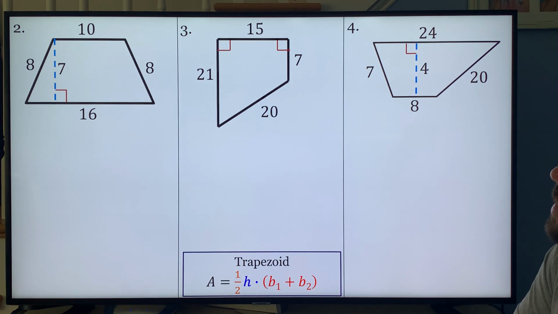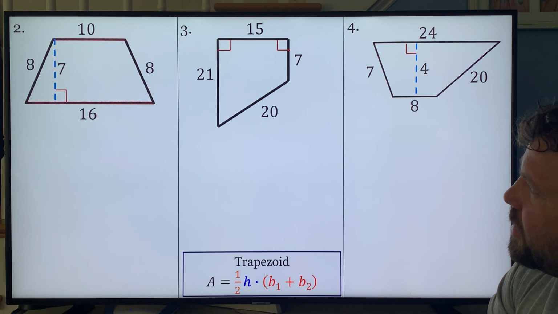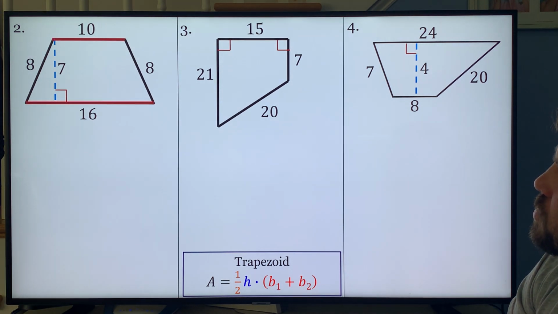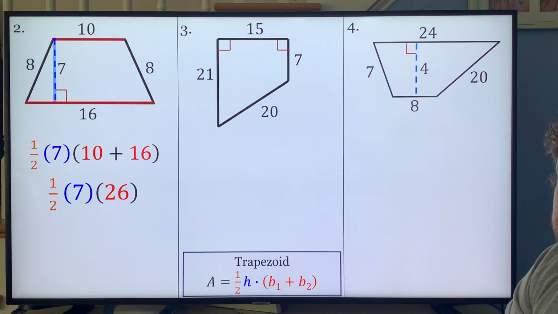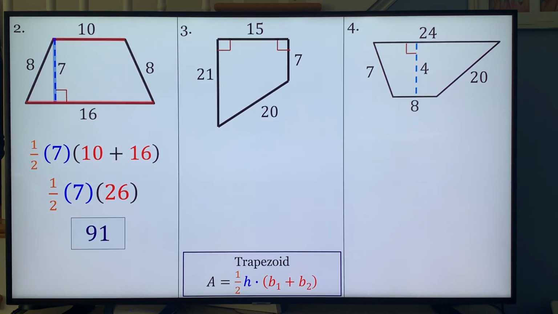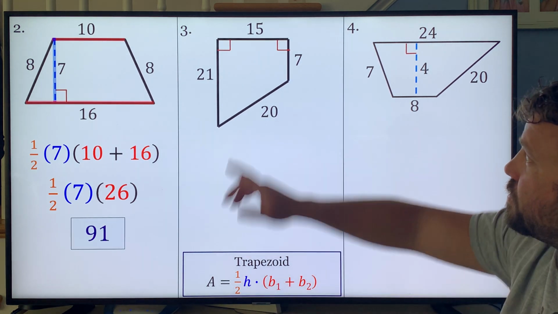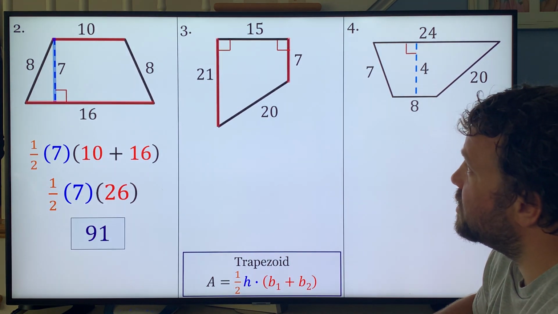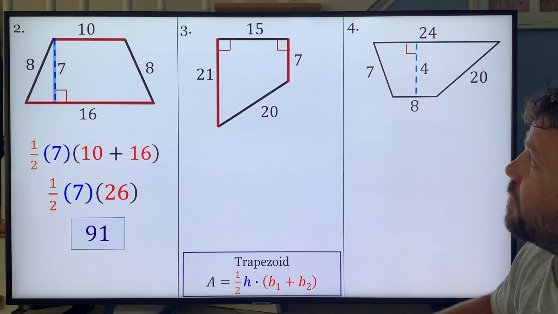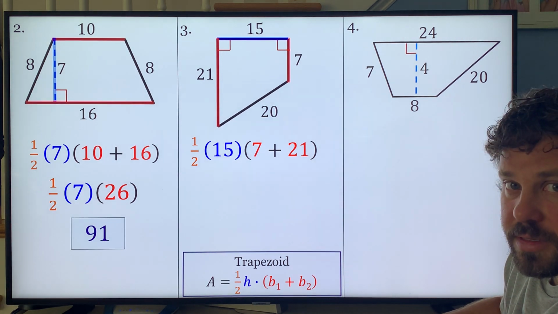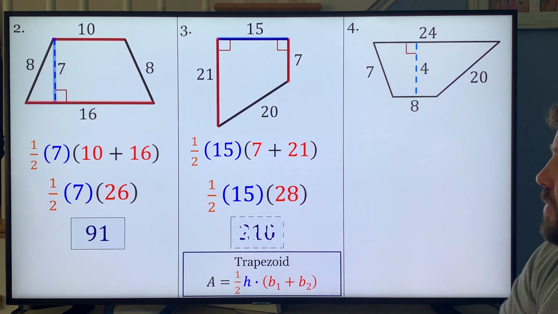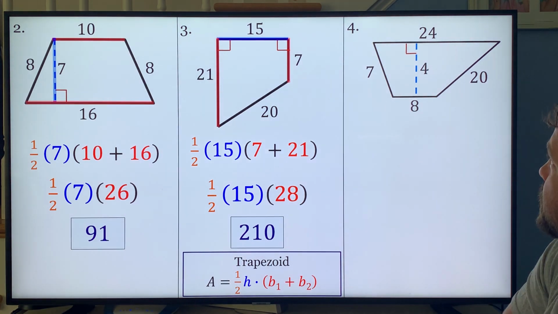So what I want you guys to do is find the area for these three problems. All right, let's see how you did. Problem number 2. 10 and 16 are your bases. 7 is your height. 1/2 of 7 times 26 is 91 units squared. Right here, two bases, parallel sides, so that's 21 and 7. The height is the one with the right angles, that's 15. 1/2 of 15 times 7 plus 21 is 28. Half of that is 210 square units.